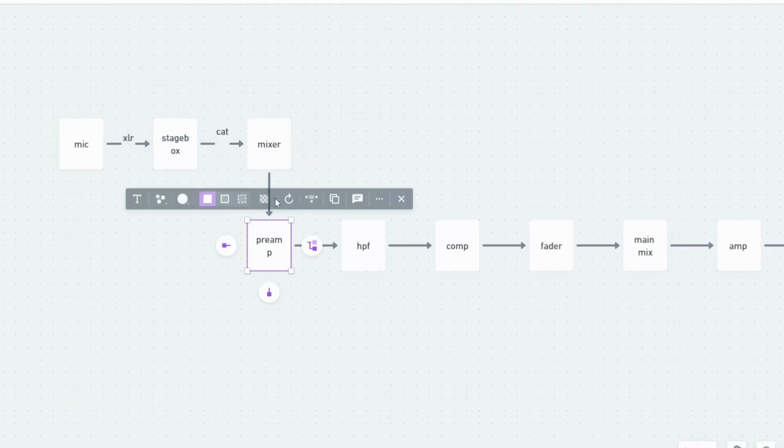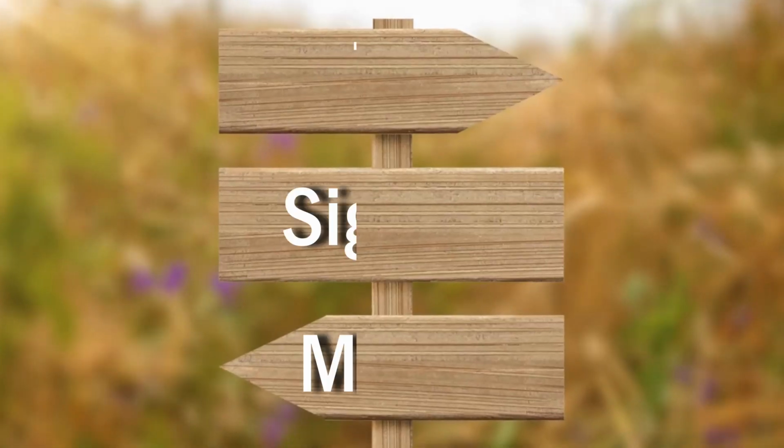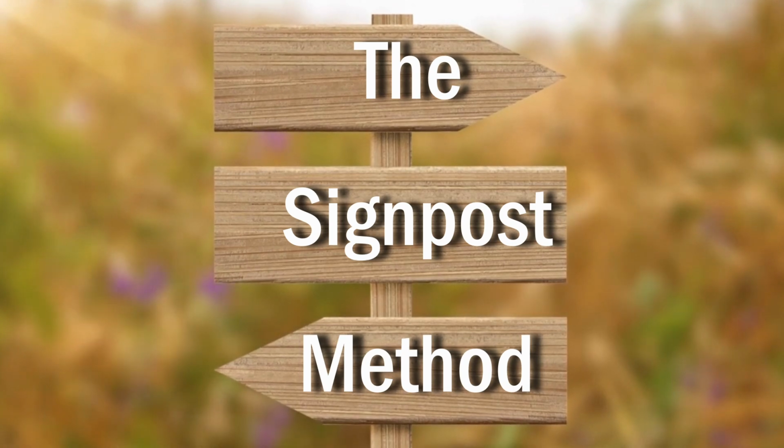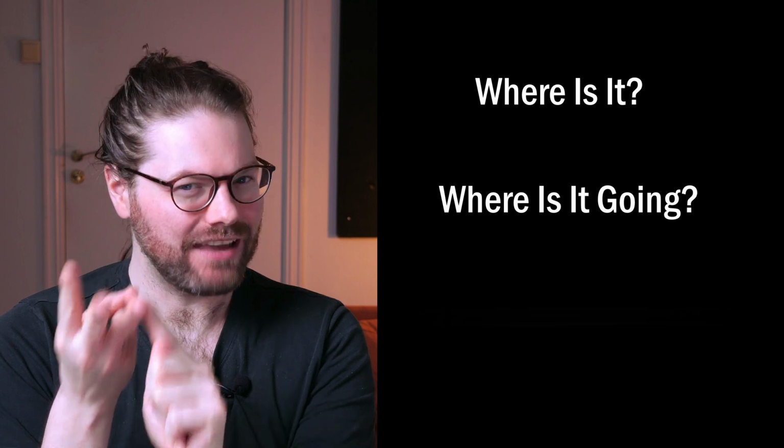I've been there, standing like a tool in front of a PA with no sound, but now I have a process that I follow so that I know where the signal is at all times. And I always know how to get it out to the speaker that I want. So here's the signpost method. 3 waymarkers that I use to know where the signal should be, where the signal is going, and if the signal sounds the way it should along the way.